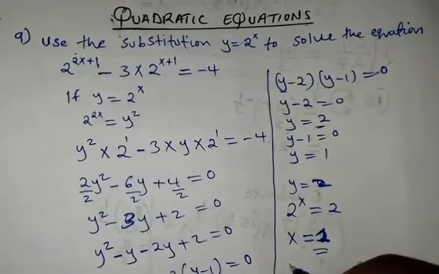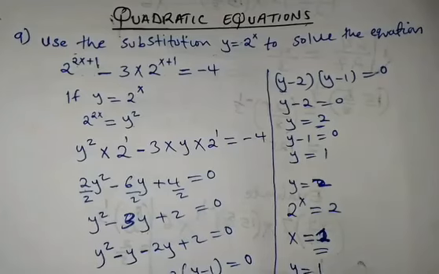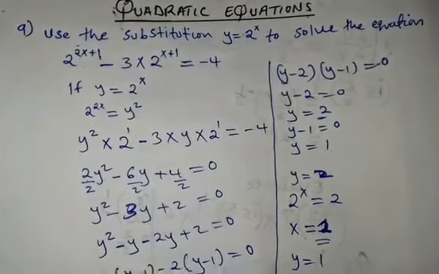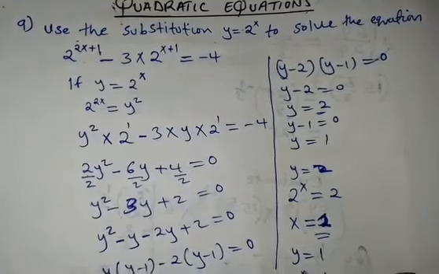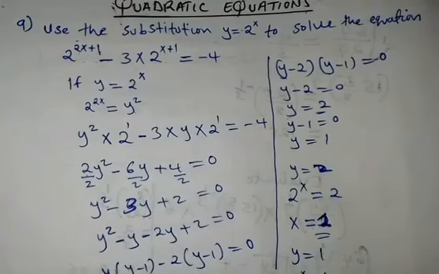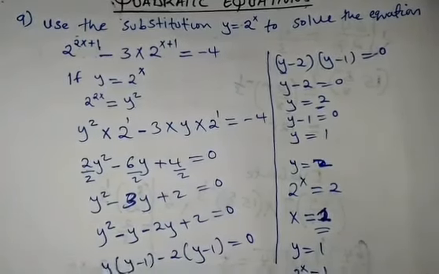The other one, y is equal to 1. So 2 power x is equal to 1. Any number raised to power 0 is equal to 1. And this tells us that the value of x in this case is 0.